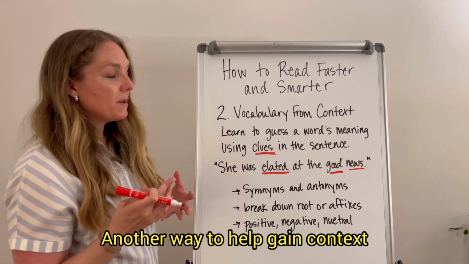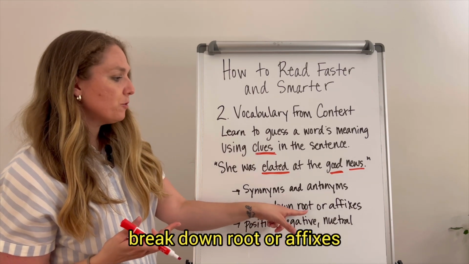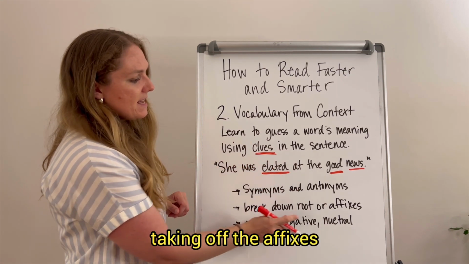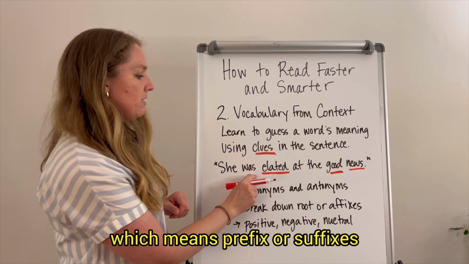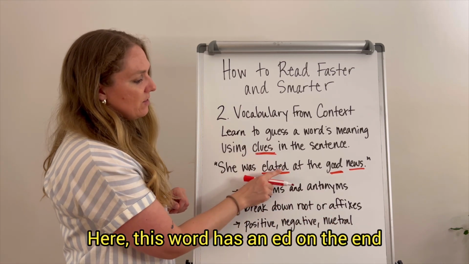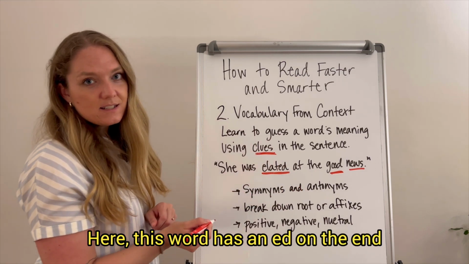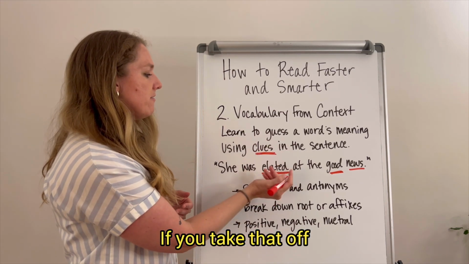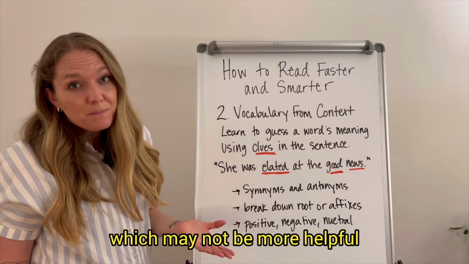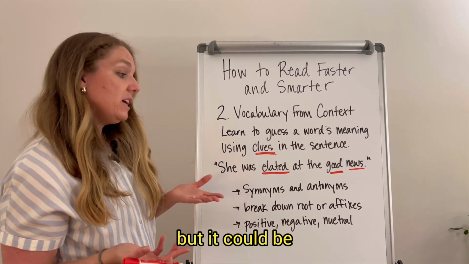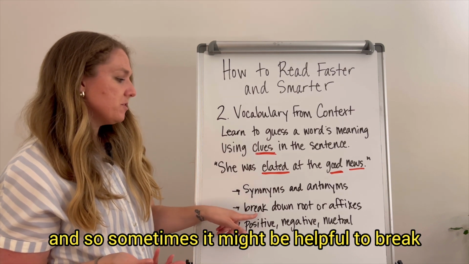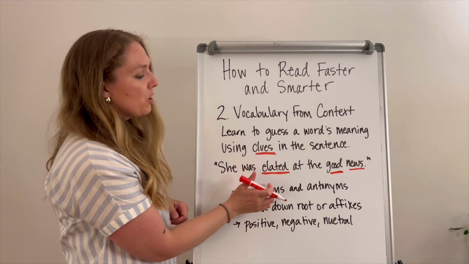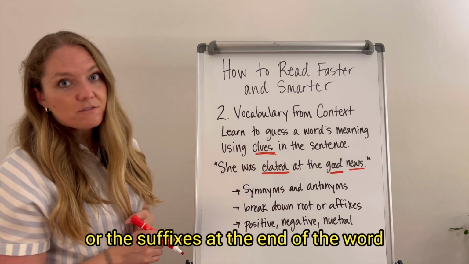Another way to help gain context: break down root or affixes. So look at the word and see if breaking it down, taking off the affixes, which means prefix or suffixes, helps. Here, this word has an ed on the end. That is the suffix ed, which makes it past tense. If you take that off, it would just be elate, which may not be more helpful, but it could be. And so sometimes it might be helpful to break down the root, to take off the prefixes, which come at the beginning of the word, or the suffixes at the end of the word.